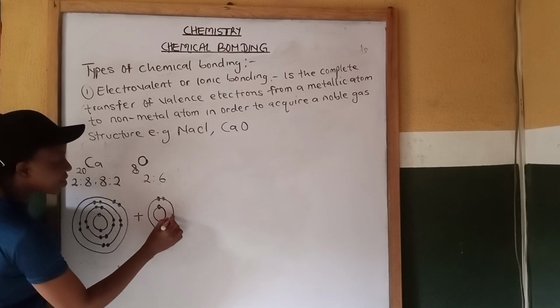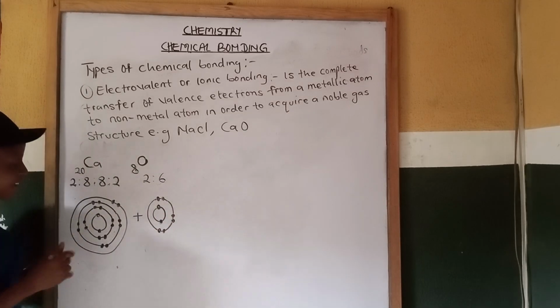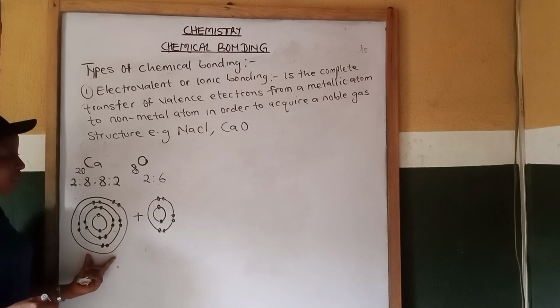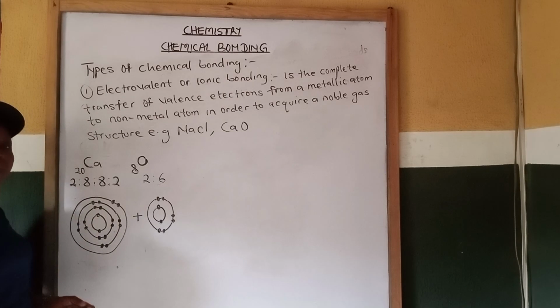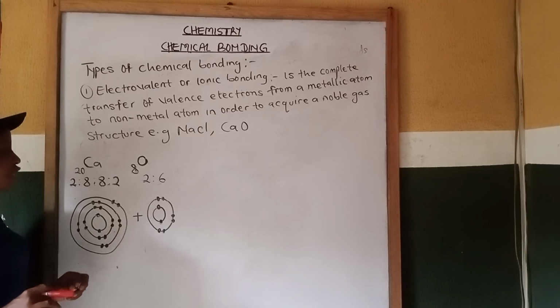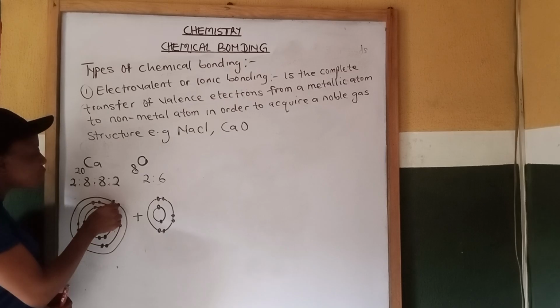Then the second shell carries 6. Don't forget that this is a metallic atom. They are electron givers. So they are electron givers. So therefore, this calcium will what?